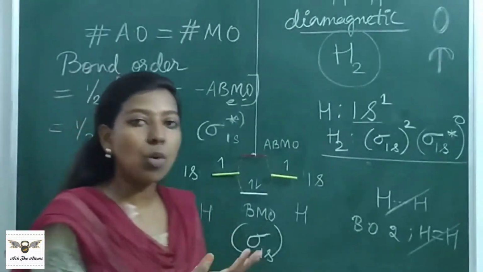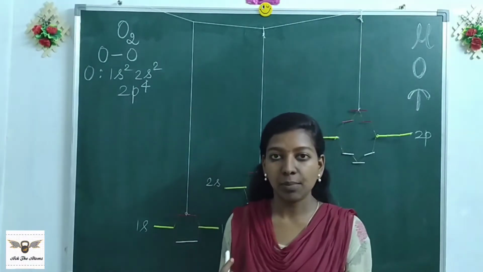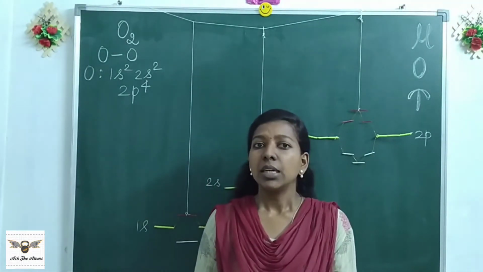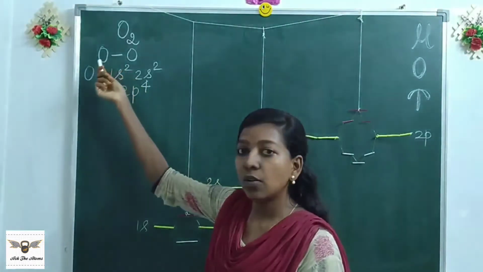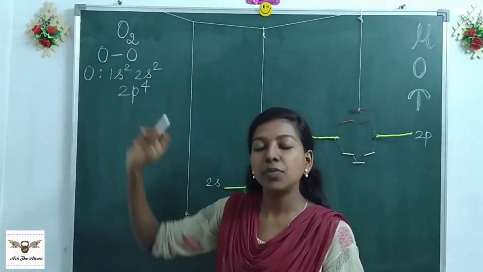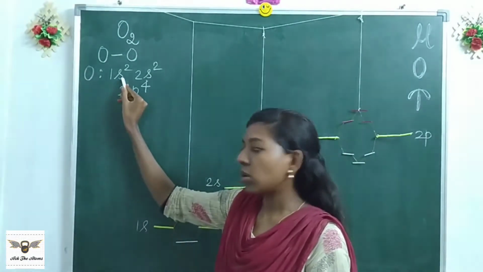Now we shall see little bigger molecules. We shall now learn about the molecular orbital diagram construction for the O2 molecule, one of the most important molecules. So for O2, first we write how O2 is formed from two oxygen atoms. We do not know what kind of a bond is formed, but we know in O2 there are two oxygen atoms. So what is the configuration of oxygen atom?